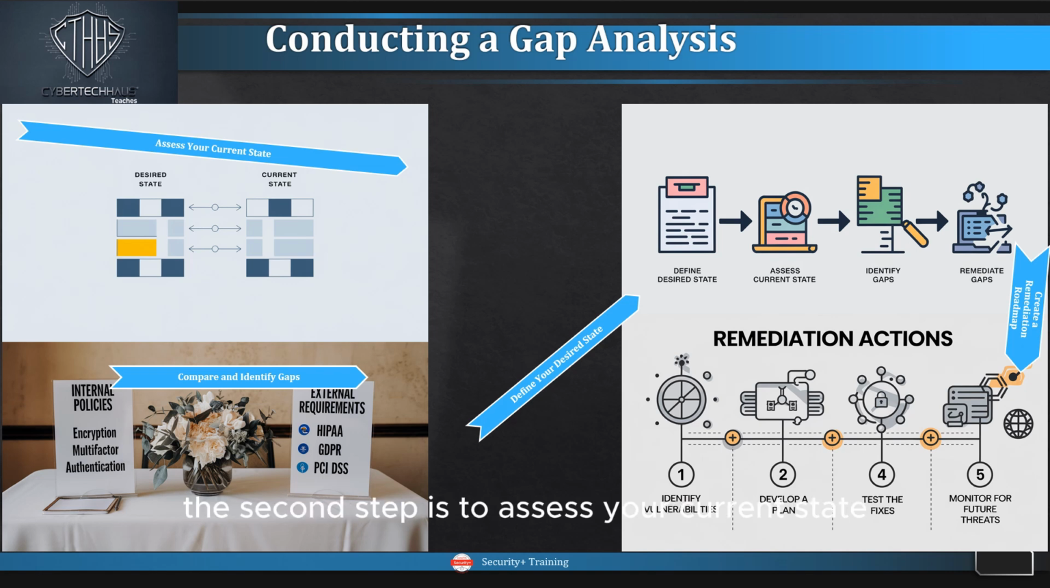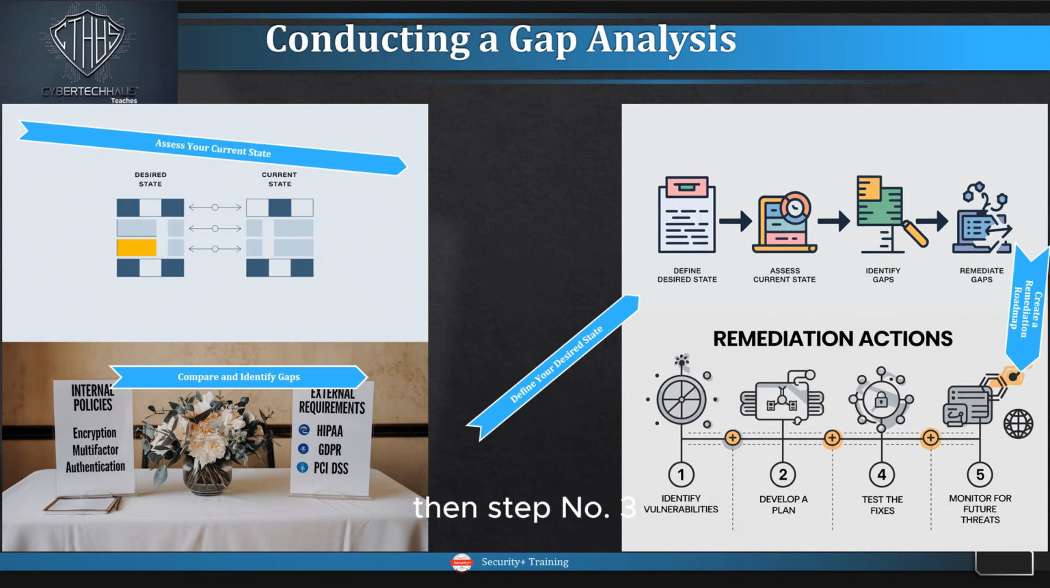And the second step is to assess your current state. Next, you need to closely examine where you are now. This involves reviewing your security controls by conducting an internal review or hiring a consultant. The goal is to get an honest picture of your security posture.